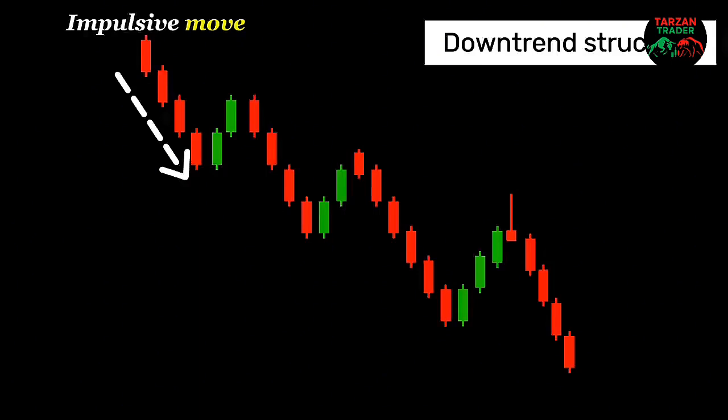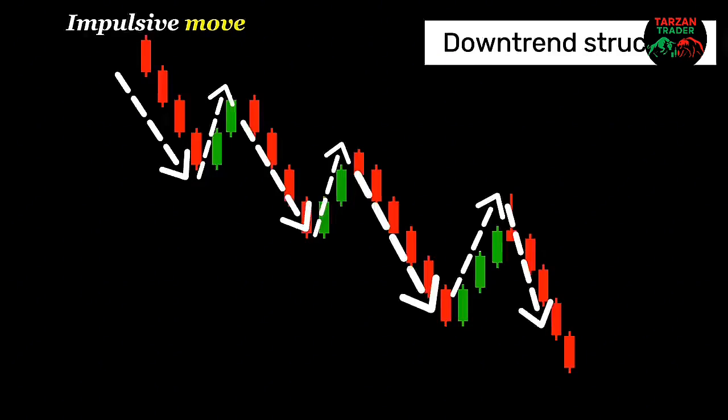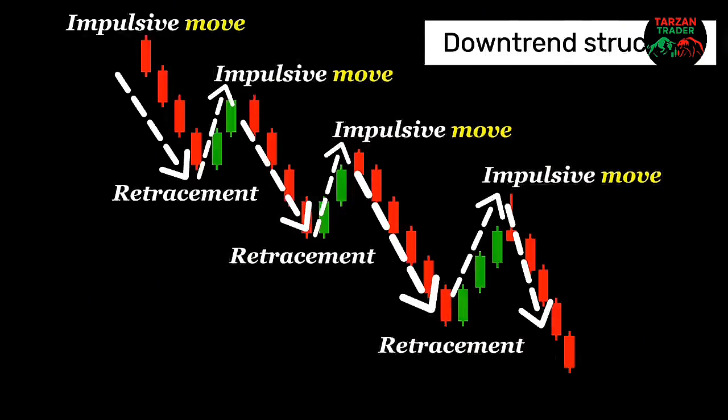After this impulsive move, the market does not continue falling immediately. Instead, it starts to move upwards slightly. This happens because some sellers begin to take profits, which causes a temporary rise in price. This upward movement is called a retracement or a pullback. So in a downtrend, the market is constantly alternating between these 2 phases, an impulsive move downward, followed by a retracement upward. Now the question is, how do we identify these phases and trade them correctly?